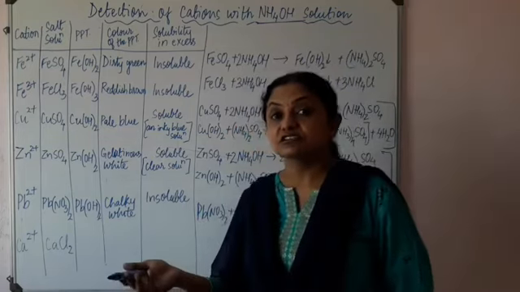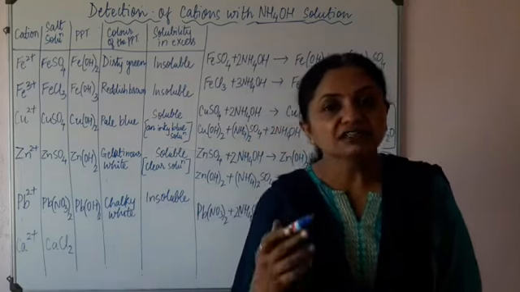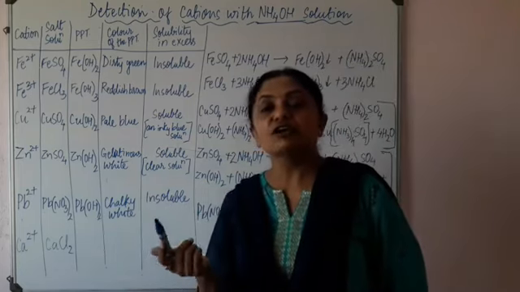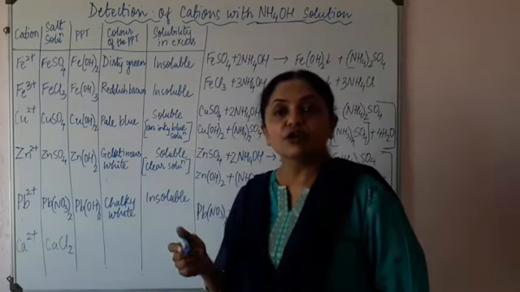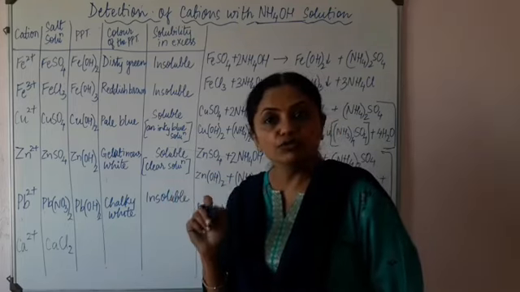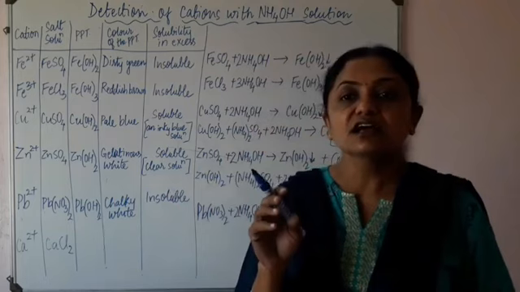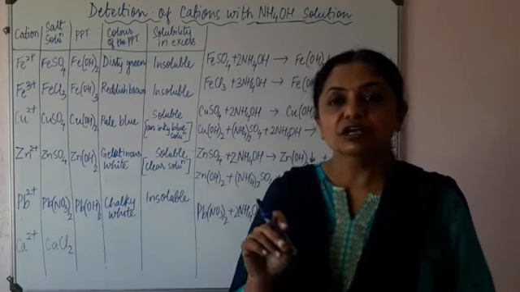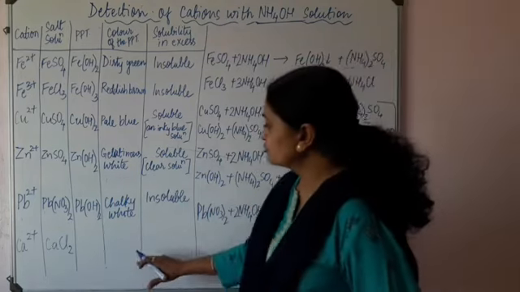Why is the precipitate not formed? Once again I am repeating, this is because the concentration of hydroxide ions from the ionization of ammonium hydroxide is very low, and that is why it will not form a precipitate.